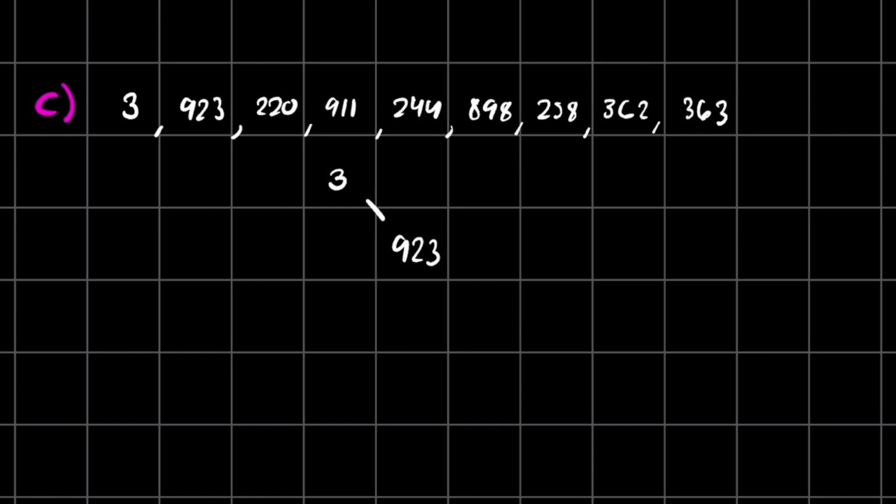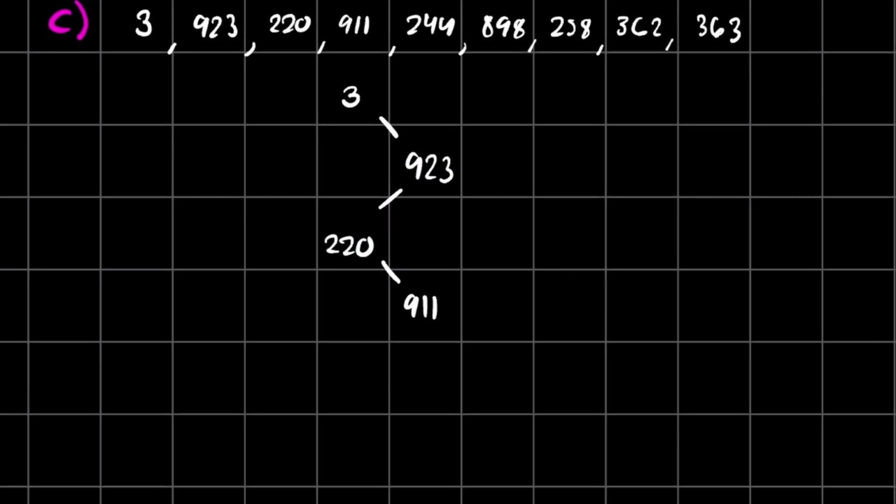923, right? Then 220 is going to go to the right, then to the left. Then we're going to check for 911. 911 is bigger, lower, bigger. So to the right, 911 here. 244 is bigger. This is lower than that, so to the left, and this is going to be bigger, so right. This one is lower, so 244 is going to go to the left.